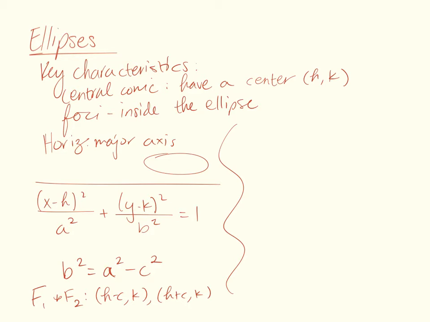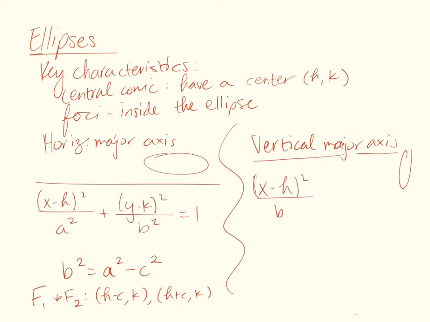The other possibility we have is a vertical major axis, and I like to think of it as looking like an egg. It doesn't really, but that's how I kind of remember it. Maybe it looks like a zero, all right? And its formula is (x minus h) squared over b squared plus (y minus k) squared over a squared is equal to 1. And again, you still find b squared the same way.